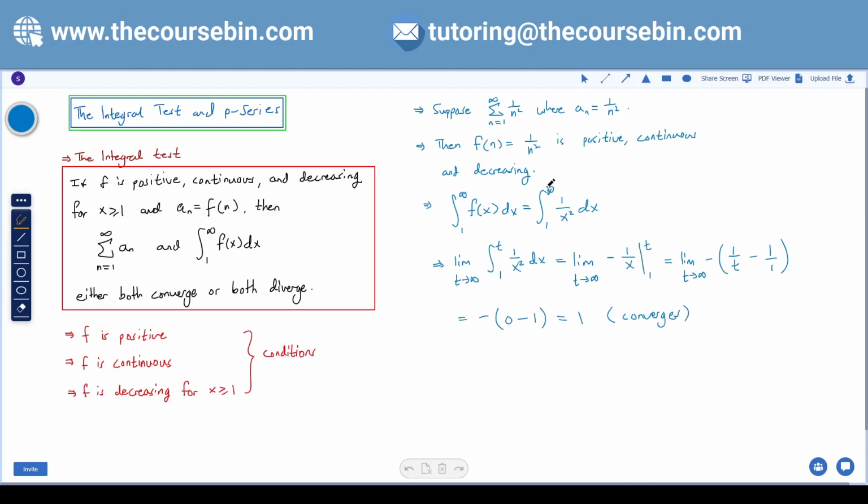Right, so this doesn't mean that the summation converges to 1. That's not what it means. The integral converges to 1, but all this tells us is that this summation, the summation we started out with over here, converges. Therefore, the sum from n equals 1 to infinity of 1 over n squared converges.